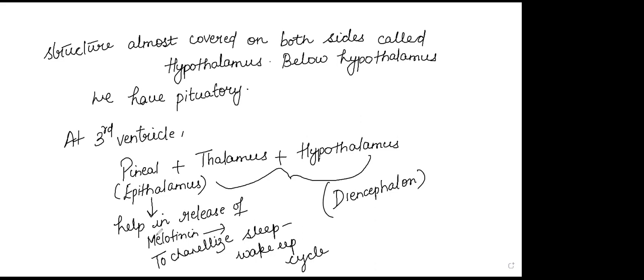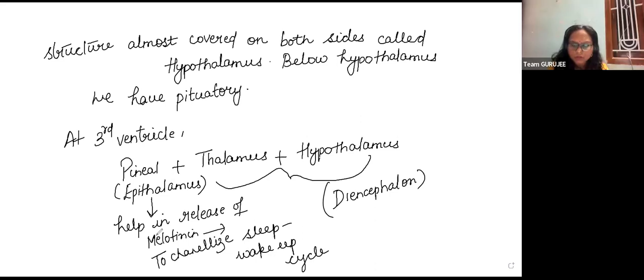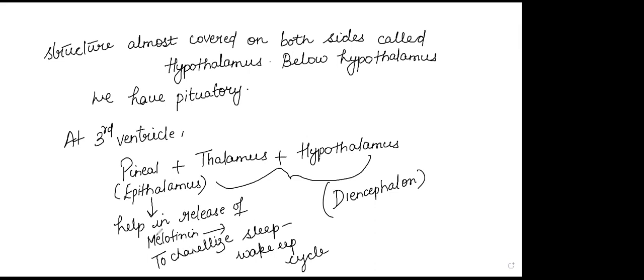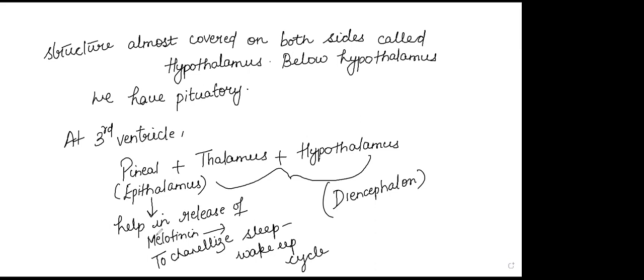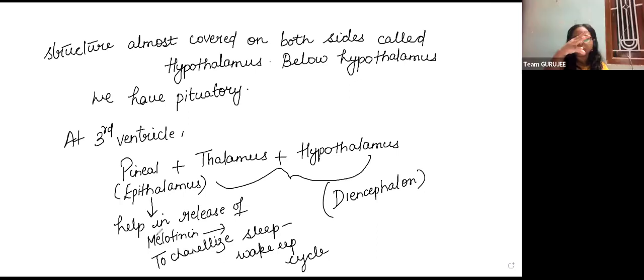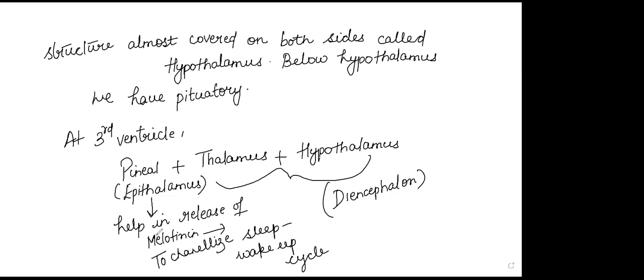Ma'am, and the first point says what, ma'am? Which point? The structure almost covered on both sides. That is the continuation of the previous one. At the tip, I gave you, right? At the tip of the third ventricle, I told you, there is a structure called the hypothalamus. And down to the hypothalamus, you have the pituitary.